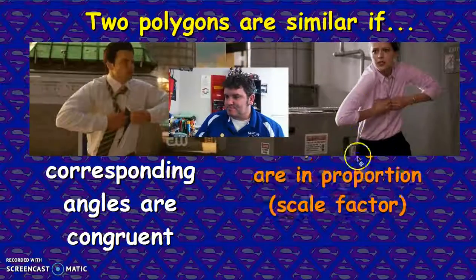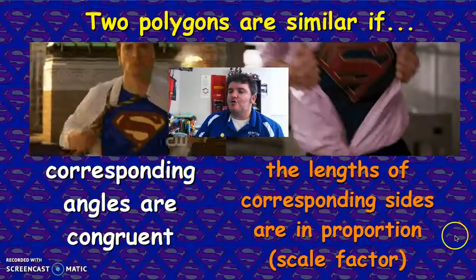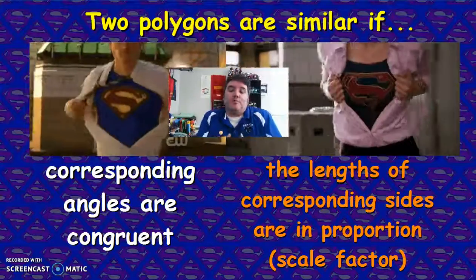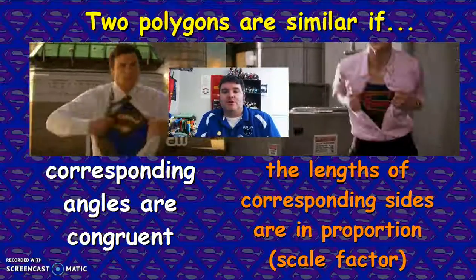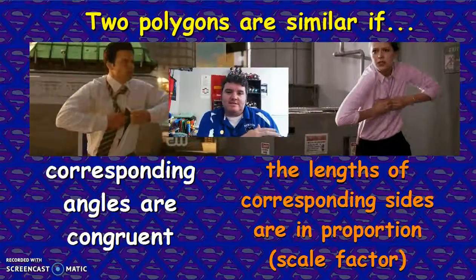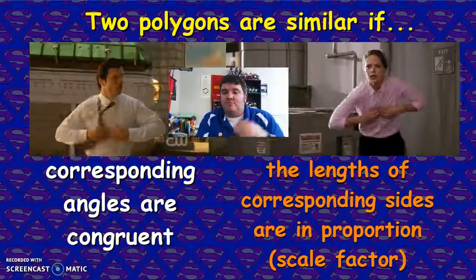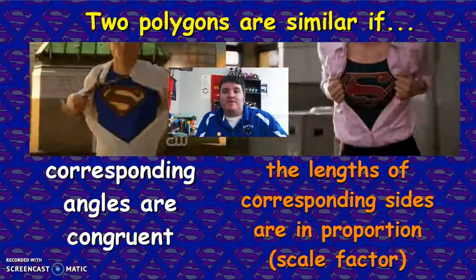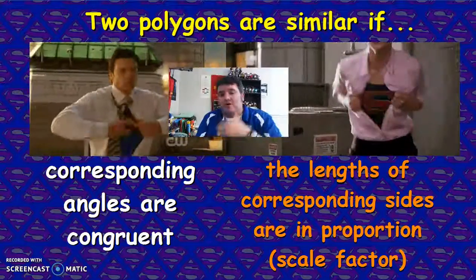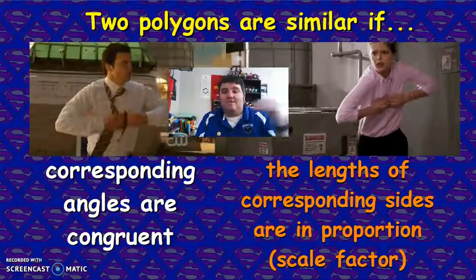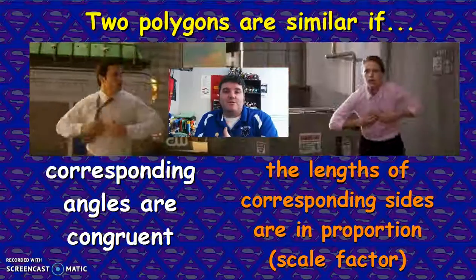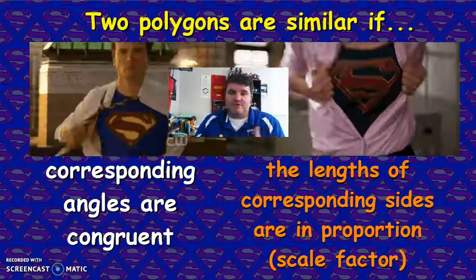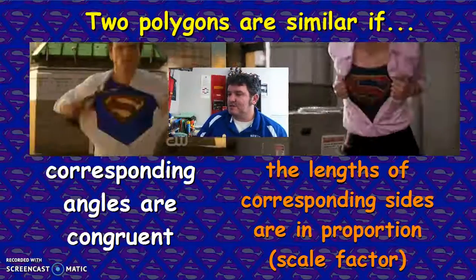Secondly, the lengths of the corresponding sides must be proportionate to each other. So if one side got multiplied by 2, then all the other sides should have gotten multiplied by 2. If one increased by a scale factor of 4, then all the rest should have increased by 4. If it reduced, if the scale factor was 2/3, all the scale factors should be 2/3. So let's take a look at that.